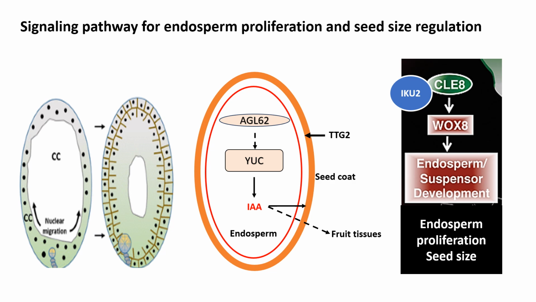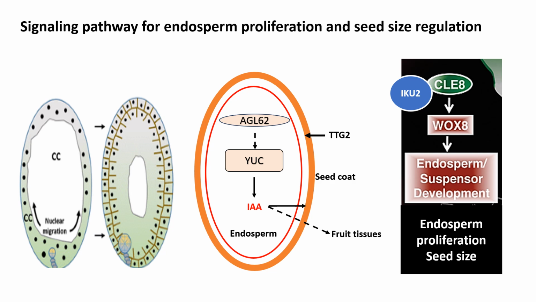CLE8 has been shown to positively regulate the expression of WOX8, which is a master regulator of early embryogenesis, controlling suspensor development and root initiation in the basal lineage of the embryo. WOX8 is also expressed in the endosperm and is a target of the CLE8 function. Since WOX genes are also involved in promoting cell division rather than differentiation, WOX8 is likely to play a role in promoting endosperm proliferation and thus the seed size.